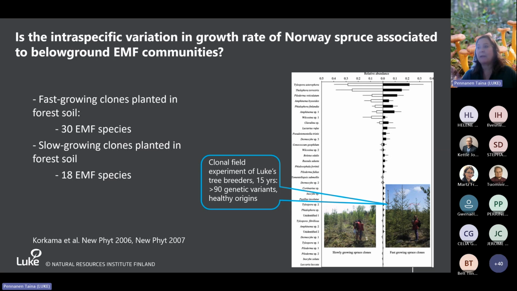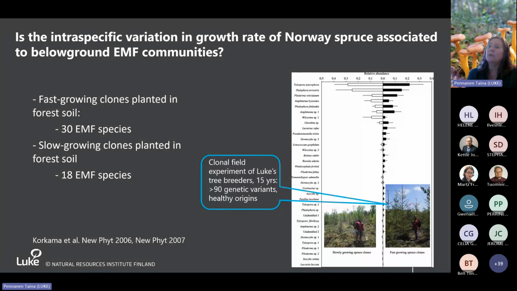I start from our older studies to give the motivation and background, but then I end up with our very recent new results about what we have found out. This branch of research started at the Forest Research Institute, from our tree breeders' question. They have lots of clonal field experiments, because spruce is an economically very important tree, and it's bred, so there are lots of field experiments, mostly about clones.